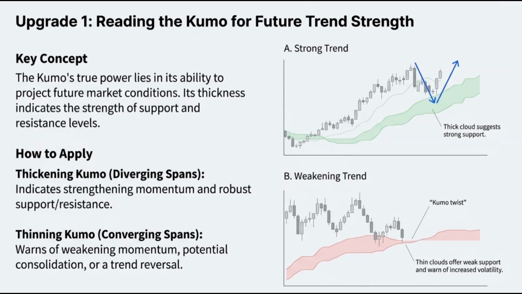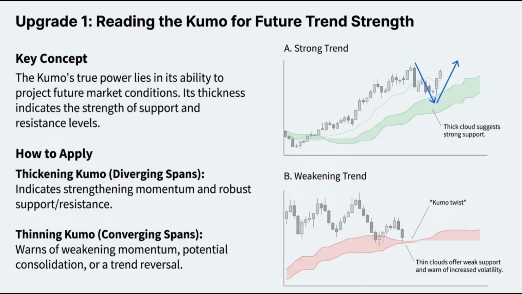Exactly. And this is where it gets really interesting for advanced users. We look for something called the Kumo twist. The Kumo twist, that's when Senkou span A crosses Senkou span B. Yes. That's the cloud flipping from bullish to bearish, or vice versa, projected 26 periods into the future.